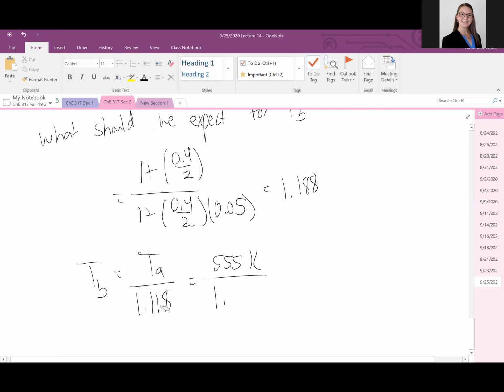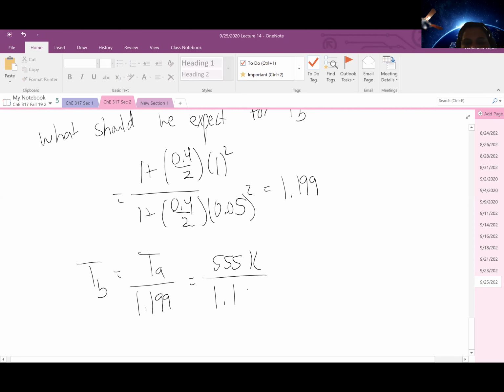Did you lose your squares? Oh, thank you. I think I may have. So that value is slightly different. Oh, it changed by a percentage. Thanks for that. So I get a new temperature of 462.9 Kelvin.